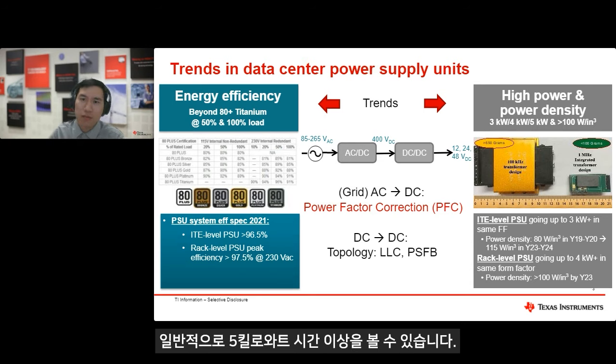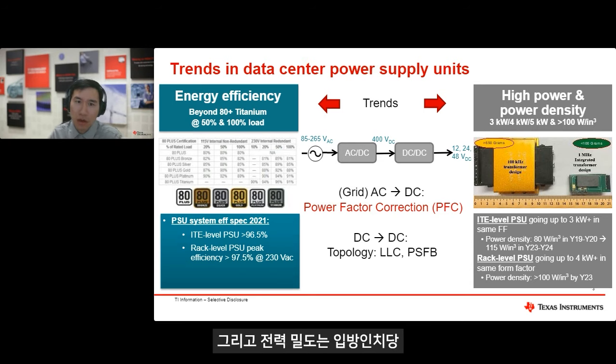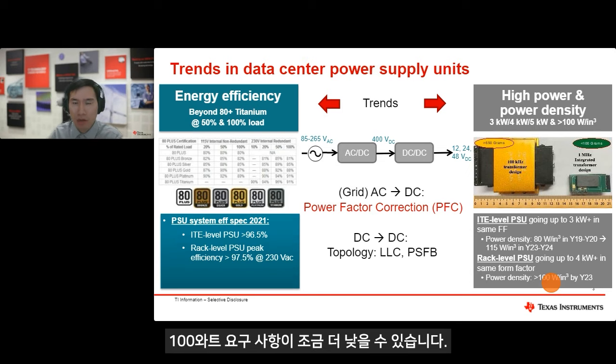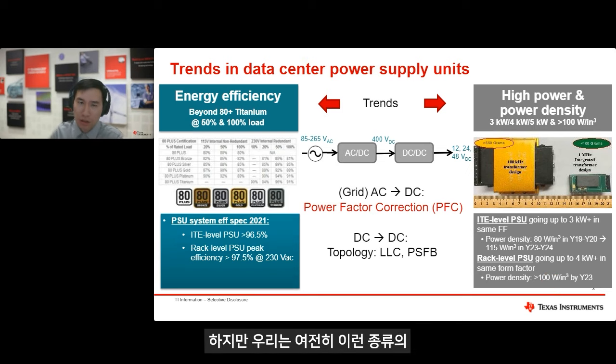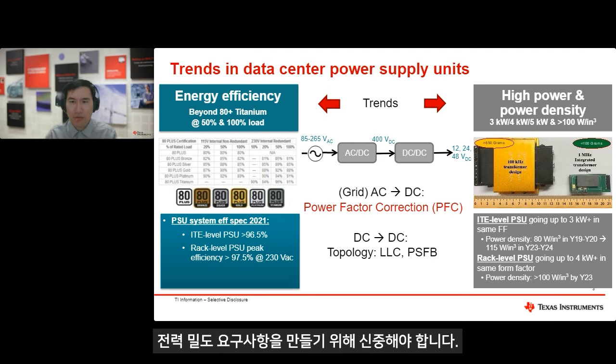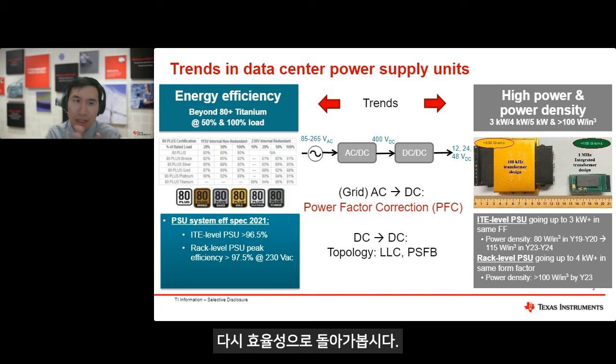Normally we see 5 kilowatt and beyond. But power density can be a little bit lower requirement, 100 watt per cubic inch. But we still need to carefully design it to meet this kind of power density requirement. Let's get back to the efficiency.